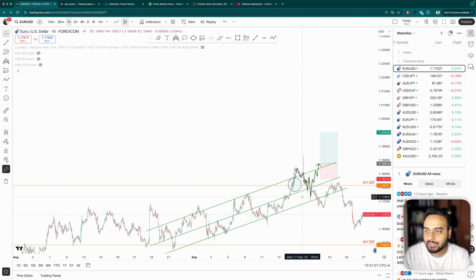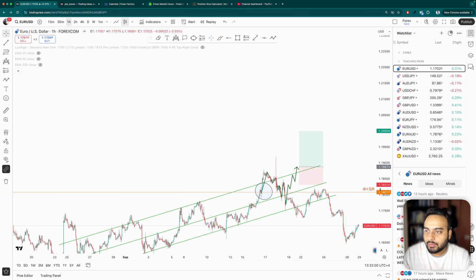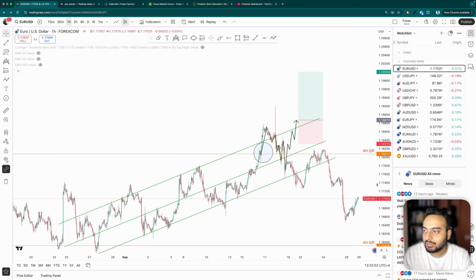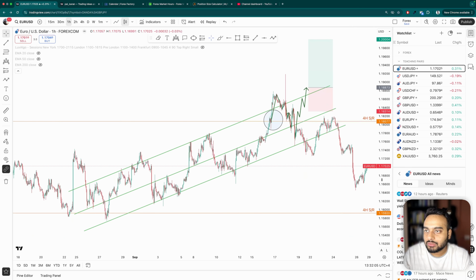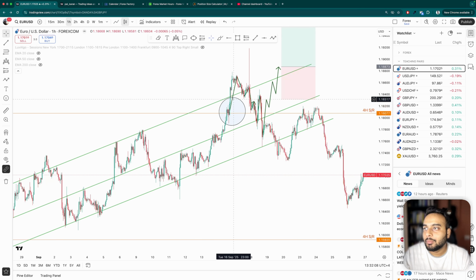Now, right here, let's see this one. We see a trend here as well. It's a good one to show you an example of. A lot of times greed makes us take trades. That is something we shouldn't do.